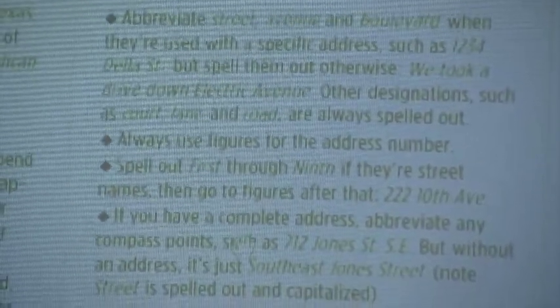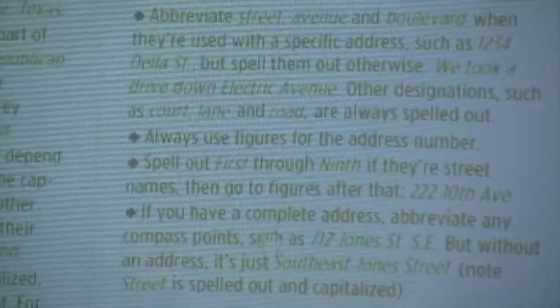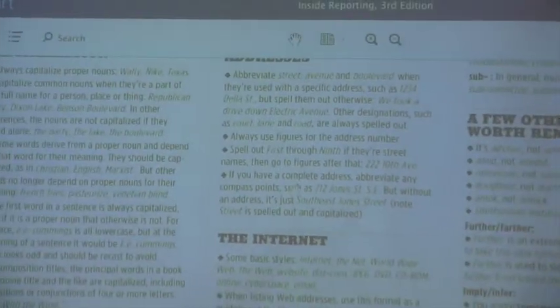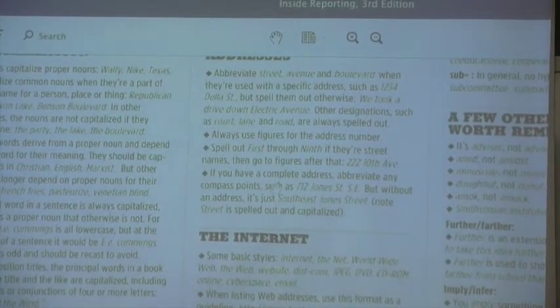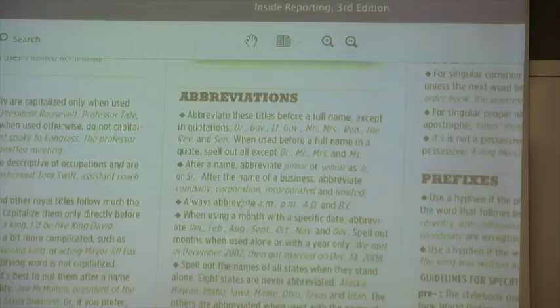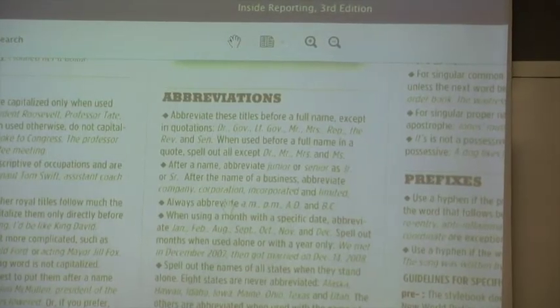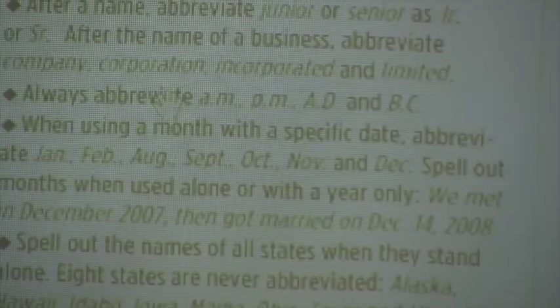Students miss that. Okay, spell out the names of all states when they stand alone. When things stand alone, it looks weird if they're abbreviated, so we like to spell them out. Eight states are never abbreviated: Alaska, Hawaii, Idaho. Be very careful. We don't like most postal codes. So you do abbreviate at other times. Same thing with street names.